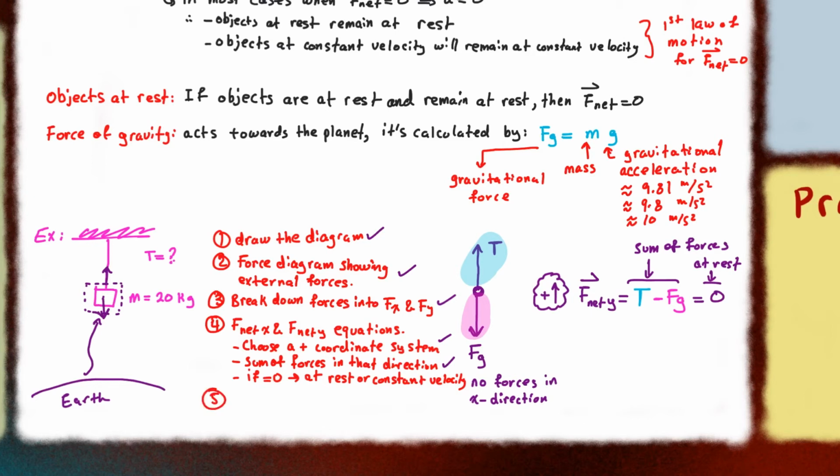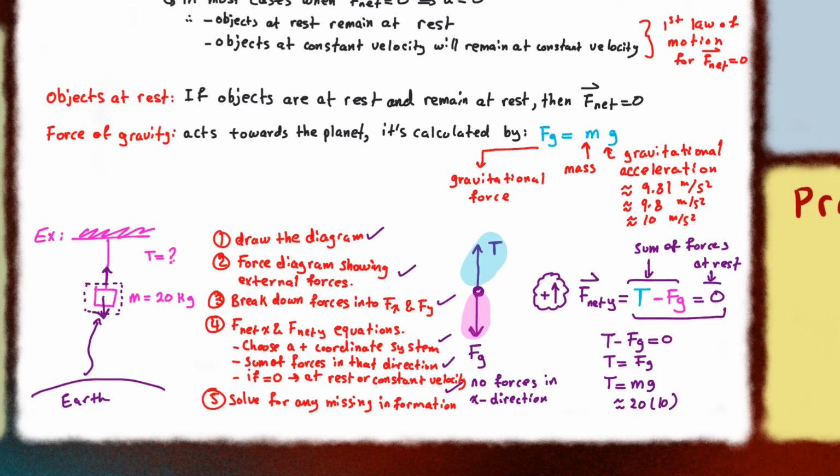Our final step is to solve for any missing information. In this case, we will take the right hand side of the equation, so T minus Fg is equal to 0. Rearrange that for T to get Fg, and Fg is mass times gravitational acceleration. That's 20 multiplied by 10. We'll take 10 as our gravitational acceleration, and that gives us 200 newtons in the upward direction.